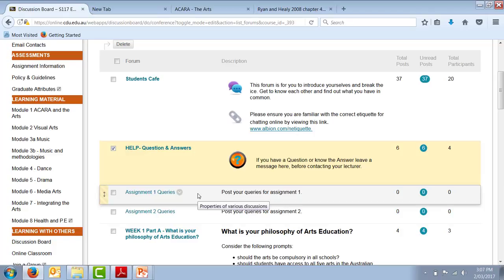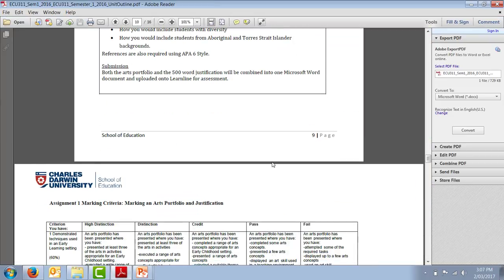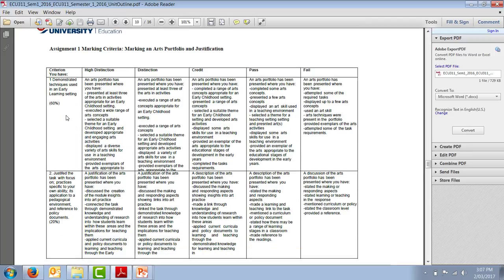The other assessment, I'm just going to touch on this, don't worry too much about it at this stage. The other assessment is, let me pull it up. Oh, there's the rubric, so I suggest you have a look through that rubric. So you've got 60% demonstrated techniques used in the early learning setting. So let's just go through high distinction.